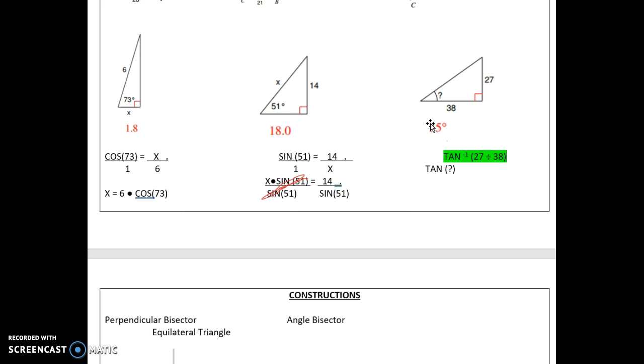Please pay attention to what the problem is asking you to round to. That's going to be your biggest issue. This is the nearest degree. This is obviously rounded to the tenth. This is rounded to the tenth. So please pay attention to that.